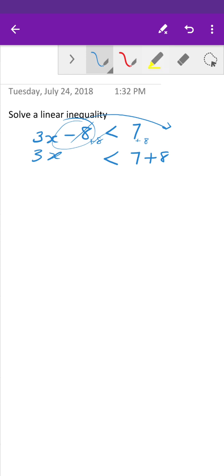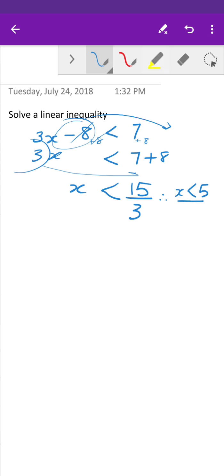Now we've got this 3 times x, so we take the 3 across to the other side, and we've got 7 plus 8 is 15. That will be x is less than 15 over 3. And therefore x is less than 5. Alright, so there's the solution, x is less than 5.